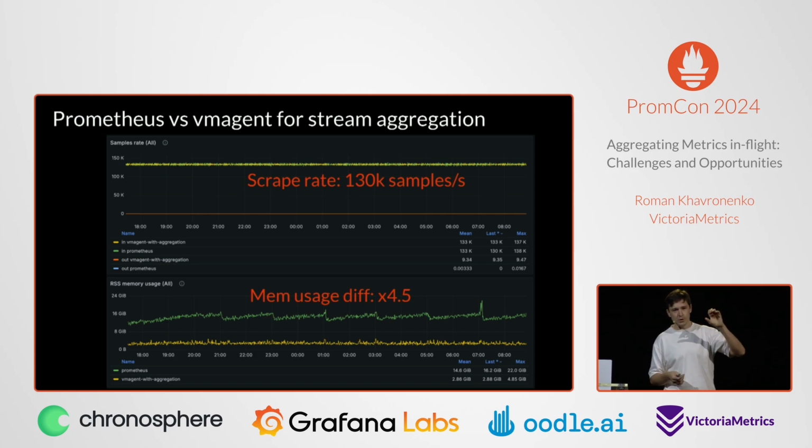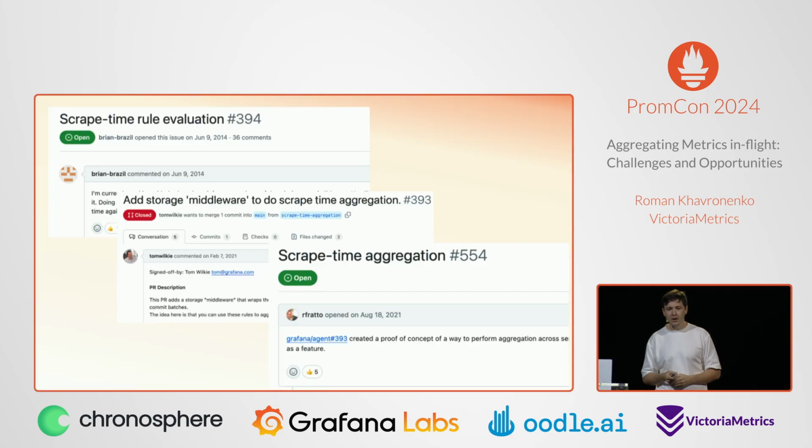So Prometheus has one recording rule which flushes everything into one time series. And VM agent uses stream aggregation to do the same thing. And you can see they're doing the same work, but the memory difference is about 4 times. Prometheus takes 4 times more memory for doing the same work, just because it has this overhead. What can be done for this?